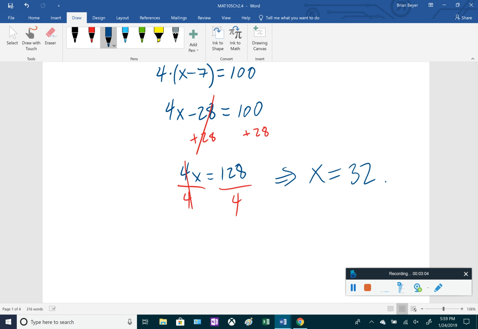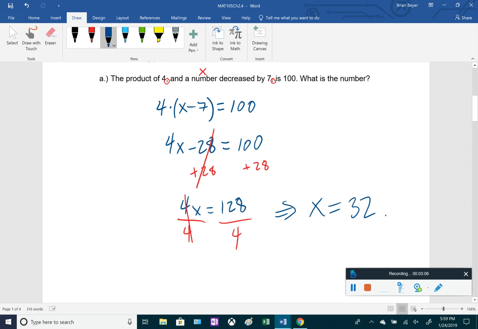So x equals 32. So that means, going back up here to the original question, 32 minus 7 gives us a number. If we multiply that number by 4, that should give us 100. Which makes sense because 32 minus 7 is 25. 25 times 4 is 100, so it all checks out.